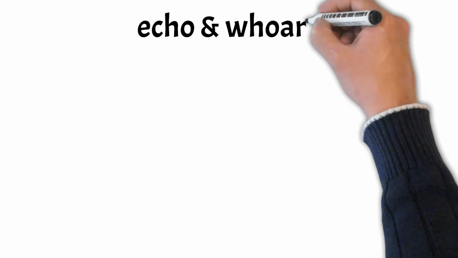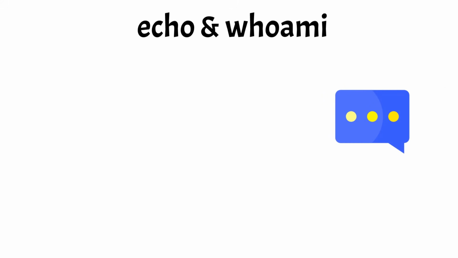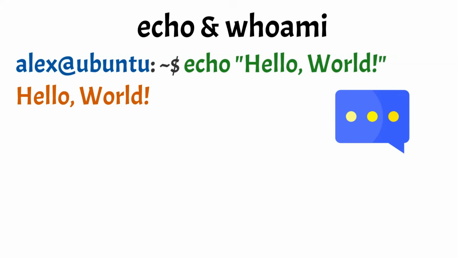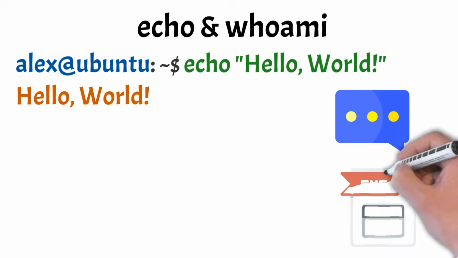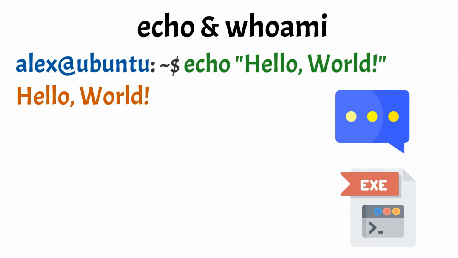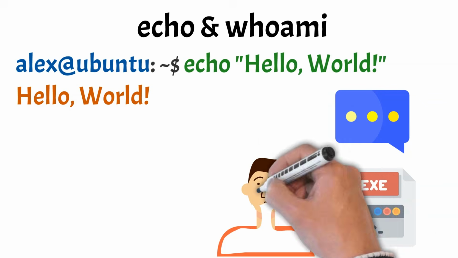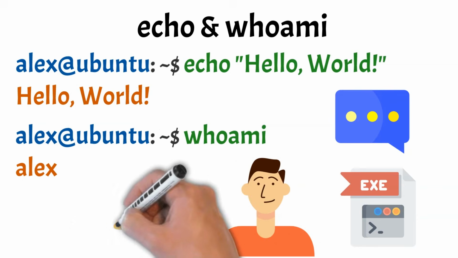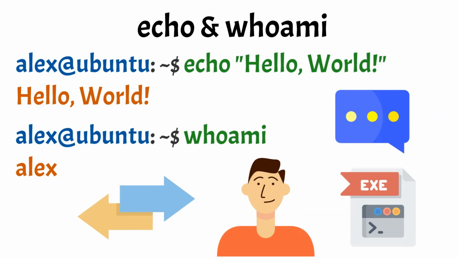Next, let's take a look at two simple but useful commands. The echo command is used to display text or variables in the terminal. For example, echo hello world will print that exact message. It's often used in scripts or configuration files to show status messages or variable values. The whoami command is even simpler. It tells you which user you're currently logged in as. Just type whoami, and it will return something like Alex or root. This is especially useful when you're switching between users or running commands with sudo.